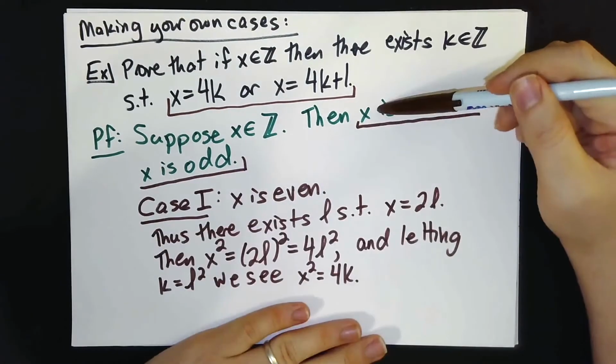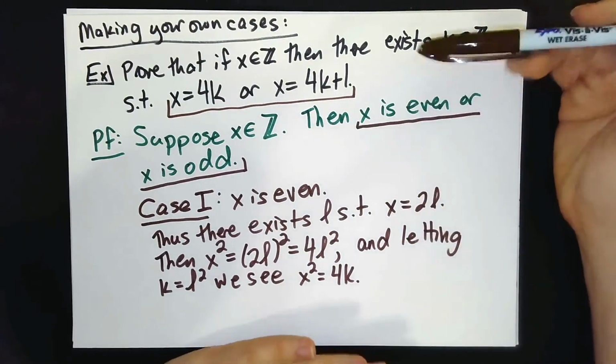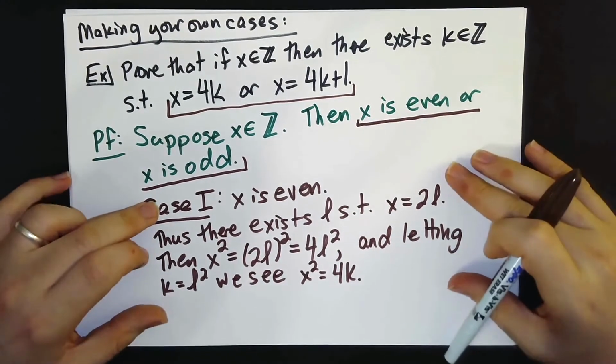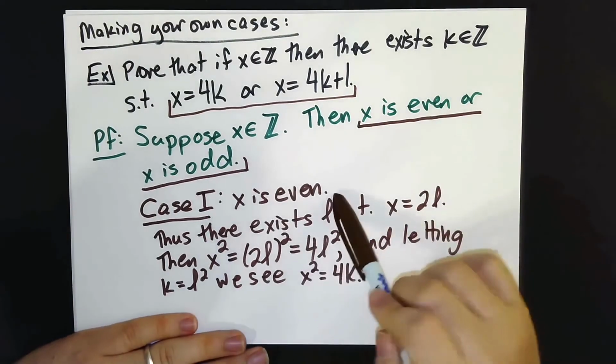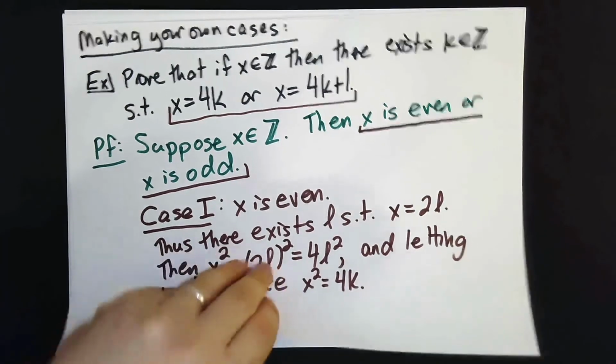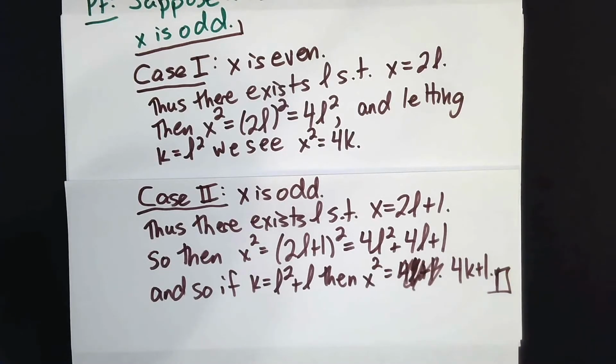So once we've thought to do this step of x is even or x is odd, everything else pretty much falls into place on its own. I can just follow my nose through this like you usually would. Okay, so if x is even, then what happens? Well, then x squared is this, which is that, and letting this equal that, we get this. And what's the other case? Well, maybe x is odd. And so if x is odd, then x is 2L plus 1, x squared works out to be 4L squared plus 4L plus 1, and so if k is L squared plus L, then x squared is 4k plus 1.